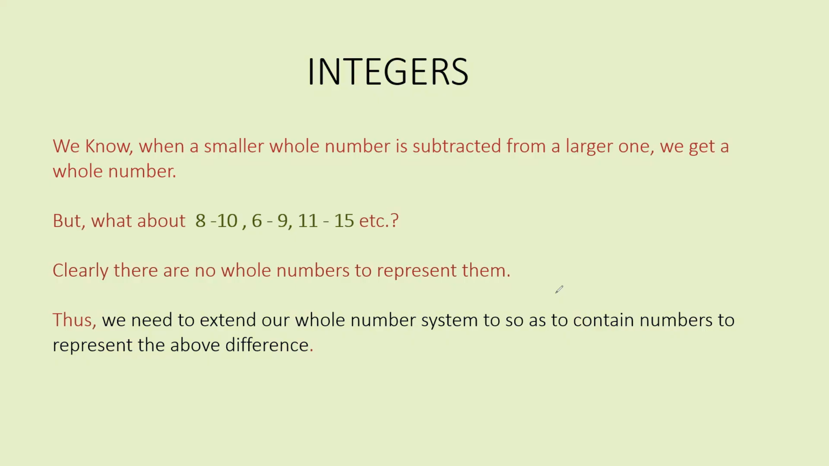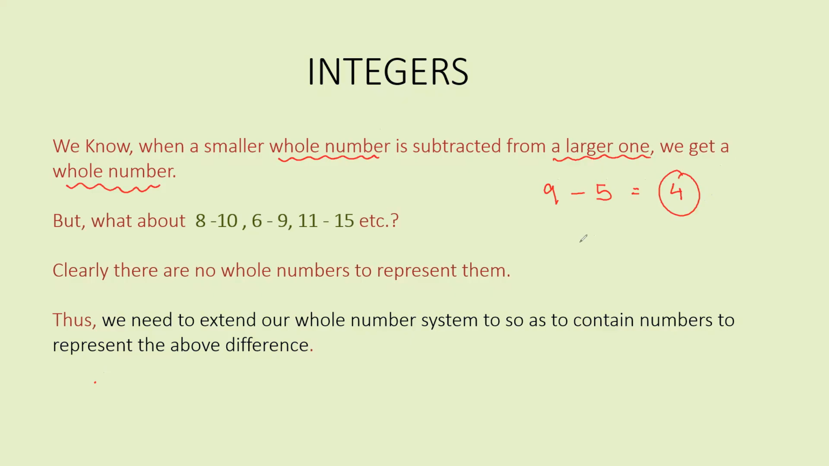We have already done the chapter on whole numbers, and today we will start with the chapter on integers. Now, we know when a smaller whole number is subtracted from a larger one, we get a whole number. Of course, when we subtract a smaller number from a bigger number, we get a number. Over here it is 4, and this is a whole number.